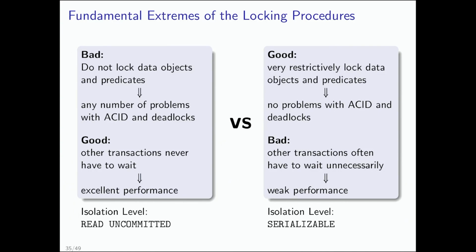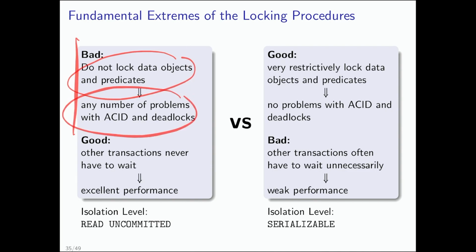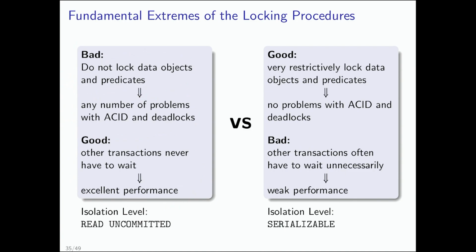So here again, I explained what we learned so far as extremes. The two extremes we were looking at. One extreme is something like read uncommitted. You could even make it more extreme by also discarding the write locks. But in read uncommitted, there are no read locks whatsoever. So you do not lock data objects and predicates, and any number of problems with ACID and deadlocks may occur. That's a bad thing. But the good thing is other transactions never have to wait for reading, and you get excellent performance.